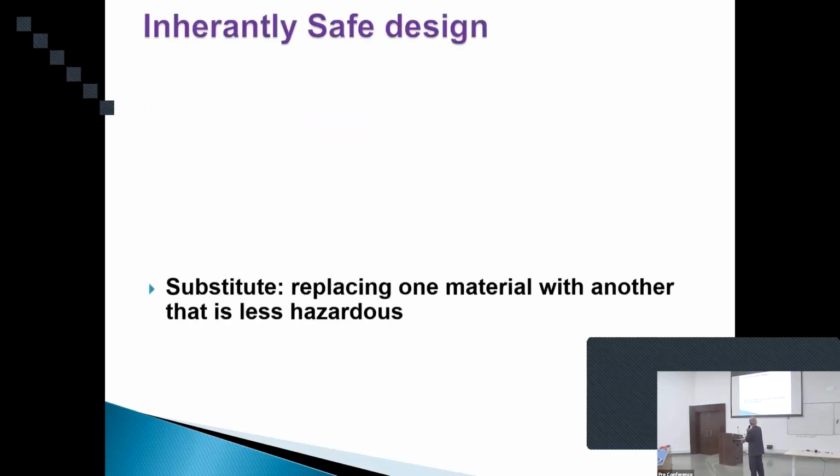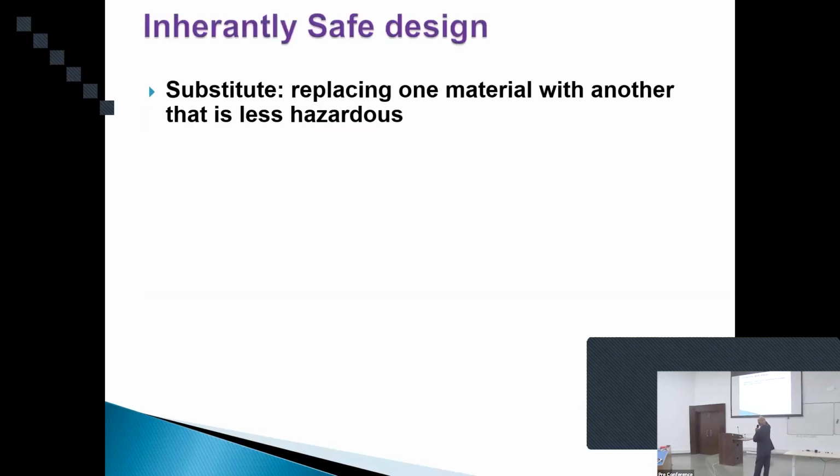So this inherently safe design, okay, substitute: replacing one material with another that is less hazardous. This is the main thing. Nowadays, in this MIC production, previously they were using carbonyl. Now that is replaced by a different raw material. Previously they were using carbon monoxide to make that. Now it is all changed. The process is changed. Like that, you substitute by replacing the material with one which is less harmful.